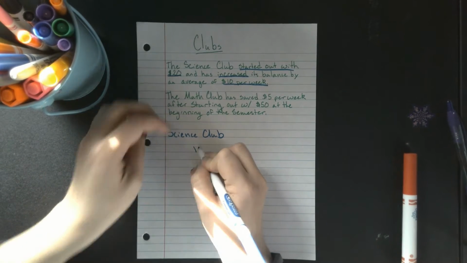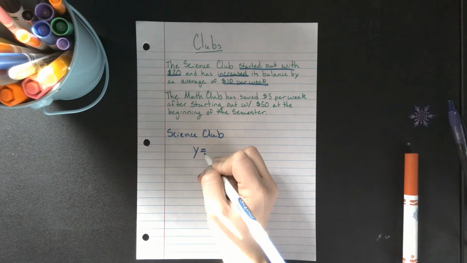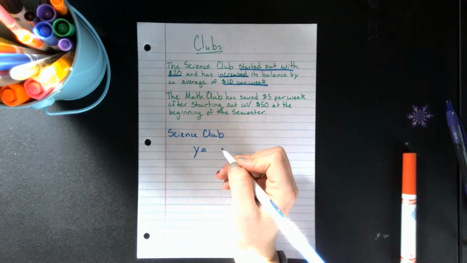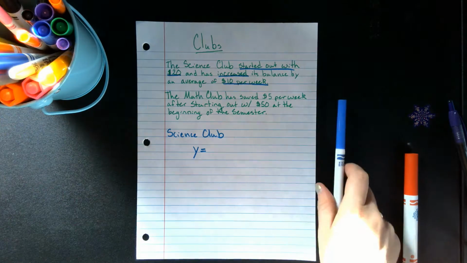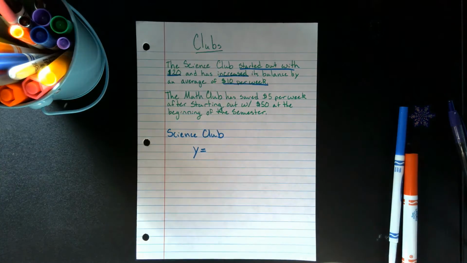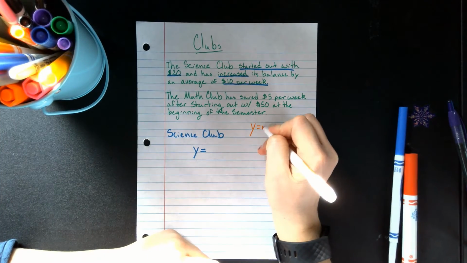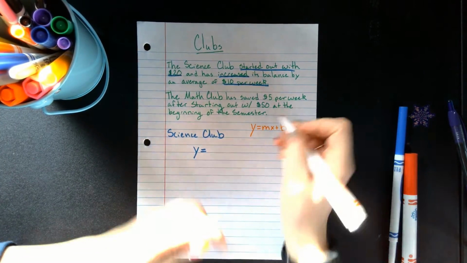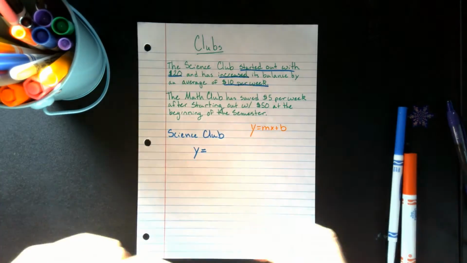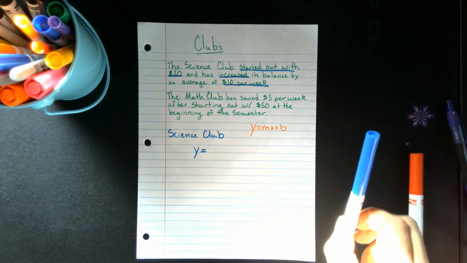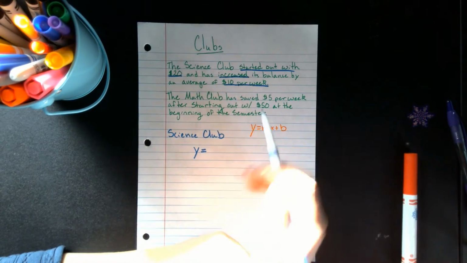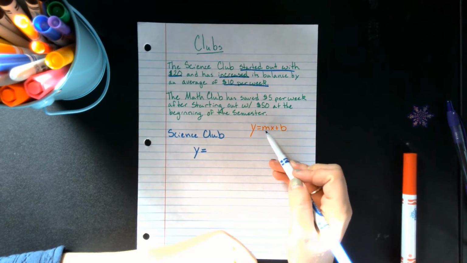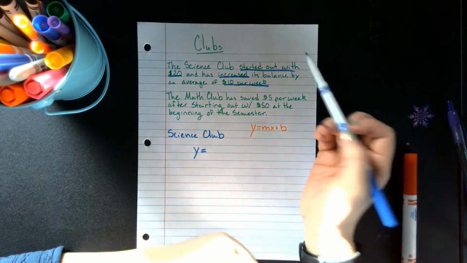Okay, so the science club is y equals. So remember that we have the format y equals mx plus b, correct? Now we've looked at this in tables, in patterns, in graphs. Now let's take a look at it in word problems. Same idea. Let's look for what my growth is.